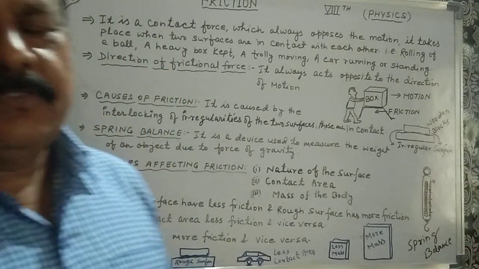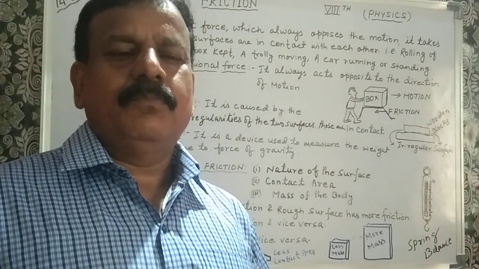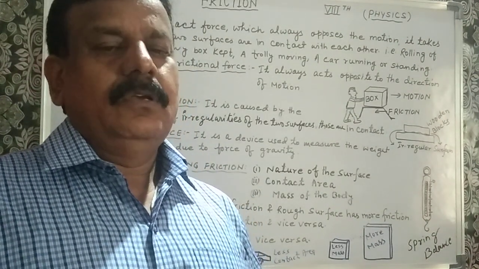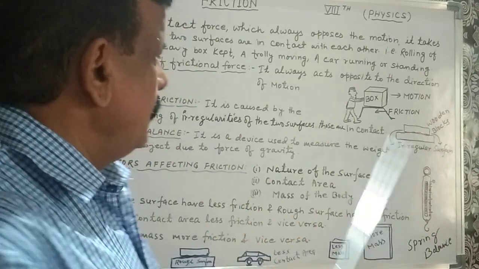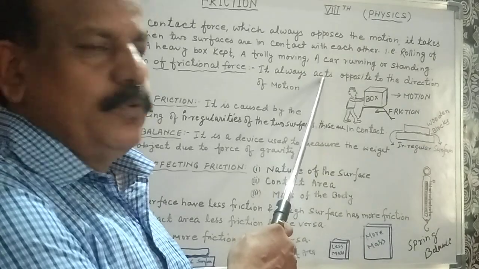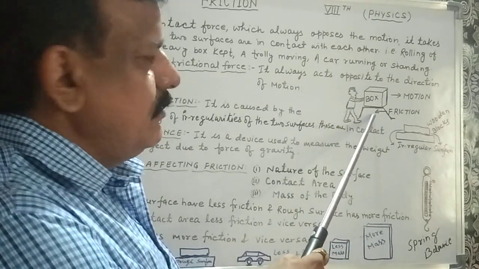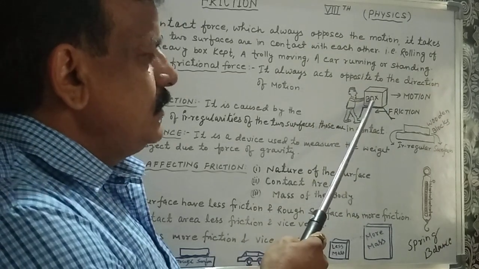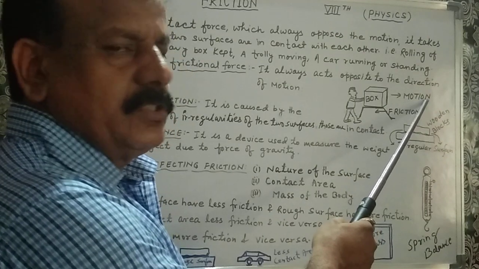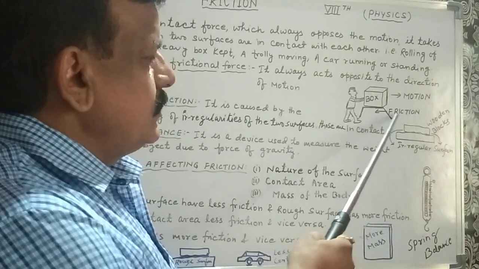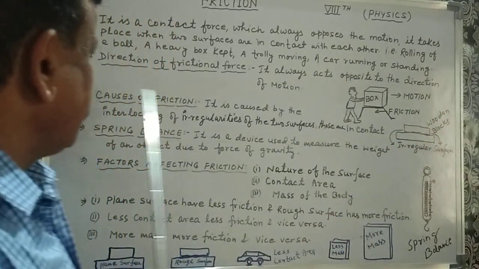Now the direction of friction. As we know, friction always opposes the motion, so it must be in the opposite direction of the motion. In the figure you can see a boy is pushing a box in this direction. So this is the direction of motion and this is the direction of friction, just opposite to the motion.